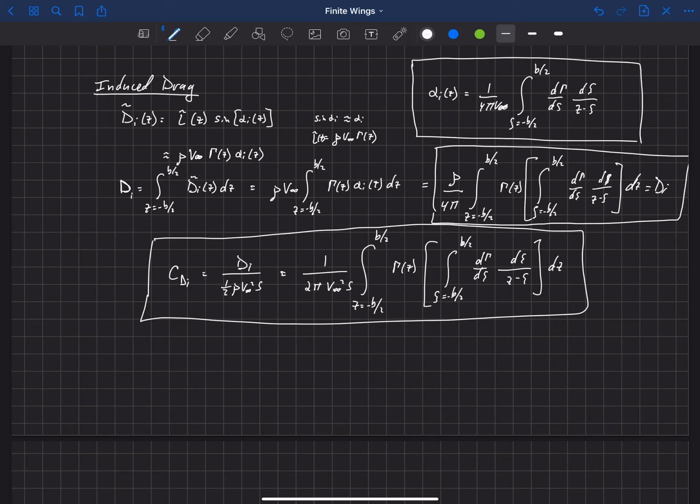Okay, so we've now come up with an equation for the induced drag, and of course what we're missing is simply the gamma of z. This all depends on this gamma of z distribution. Once we have that for any single wing, then we can go through and compute the lift as shown in the previous video, or the induced drag using the integrals here.